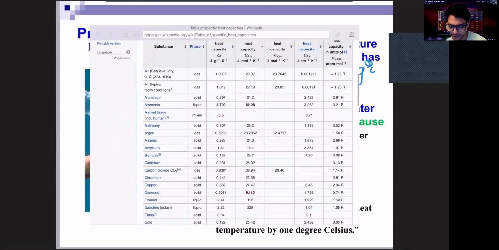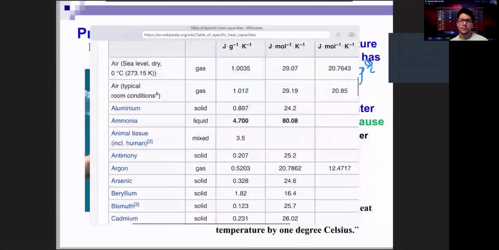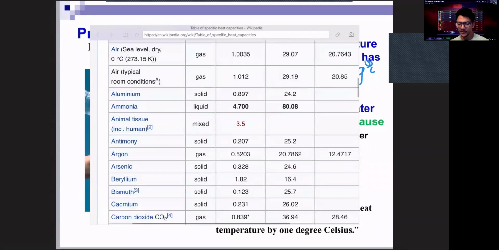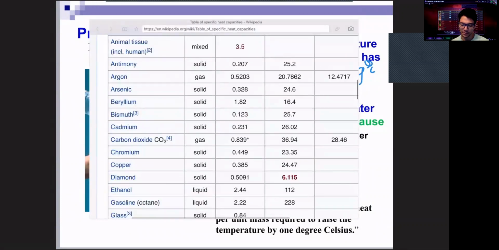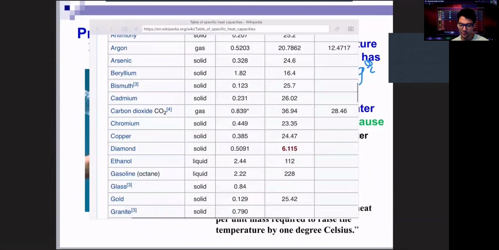So you look at the heat capacity here. This is air, about 1. Makes sense. Look at aluminum, 0.8. Ammonia. Let's look at some of the ones that you're actually kind of familiar with. Here we go, copper, 0.38. So your metals that you are more familiar with, chromium, glass, gold. See how low gold is?